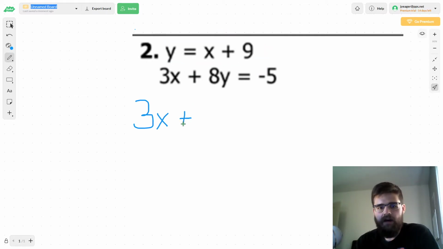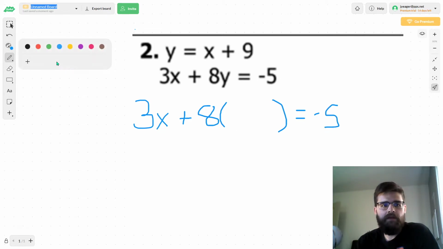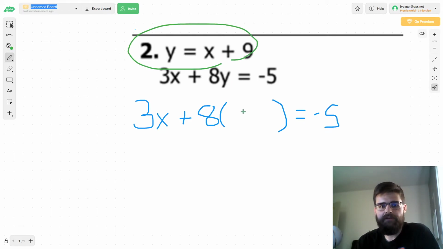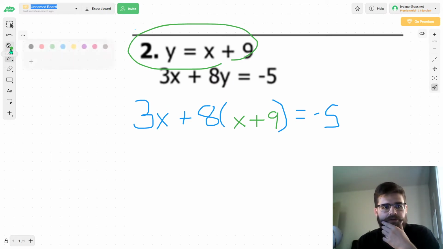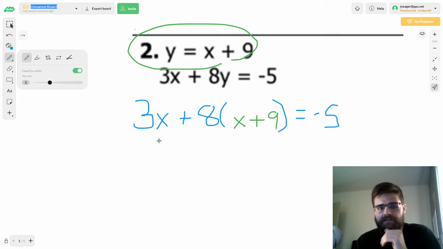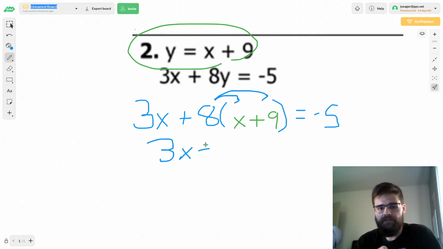So I'm going to use the other equation, and I'm going to replace y. I already have a simple expression that I know to be equal to y. Again, color coding here. We know that y is the same thing as x plus 9. So instead of putting y here, I'm replacing it with x plus 9. All right, so now we can simplify. So we know we want to distribute first. Remember, you always distribute when you begin solving here. We got 3x plus 8x plus 9 times 8 is 72.